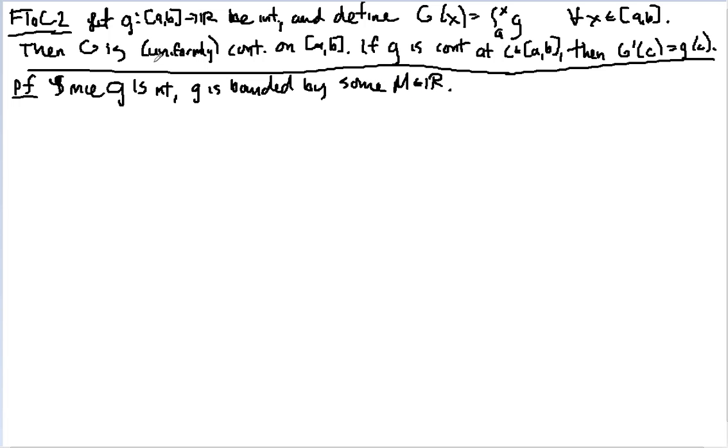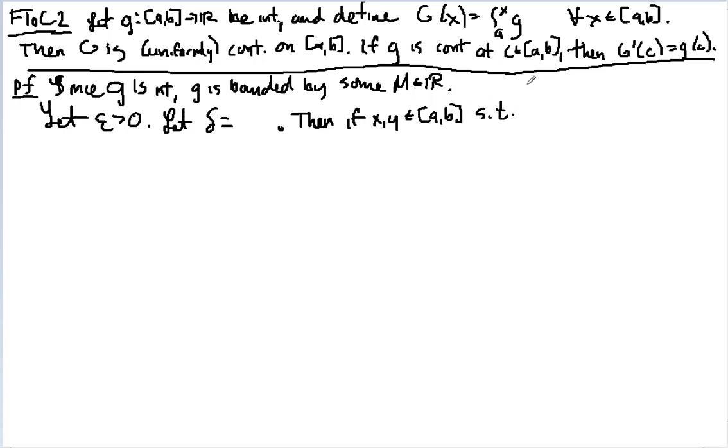Okay, now I'm going to prove that capital G is uniformly continuous. Let epsilon be bigger than 0. So I'm going to need to tell you a delta. Let delta equal something. Then if x and y belong to [a, b] such that |x minus y| is less than delta. I'm going to tell you what delta is in just a little bit. I'm showing you kind of how I prove it.